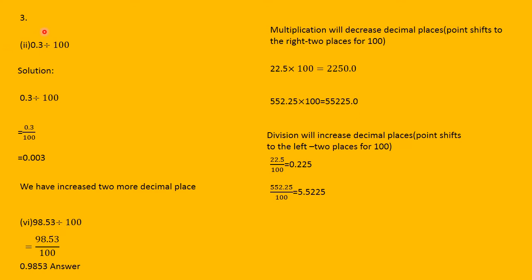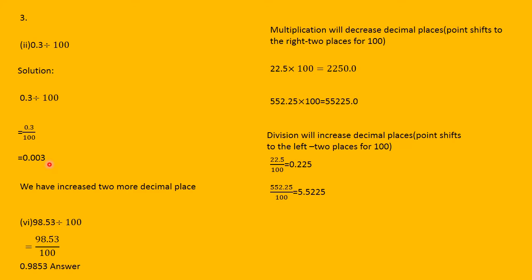Now let us see the third problem. 0.3 divided by 100. 0.3 divided by 100 means 0.3 upon 100. So how many decimal places are there in the numerator? 1. And in the denominator you have 2 zeros. So totally how many should be there? 3 decimal places. So you will start from 3 and put a 0 and put a 0. Then it will be 3 decimal places. 0.003.